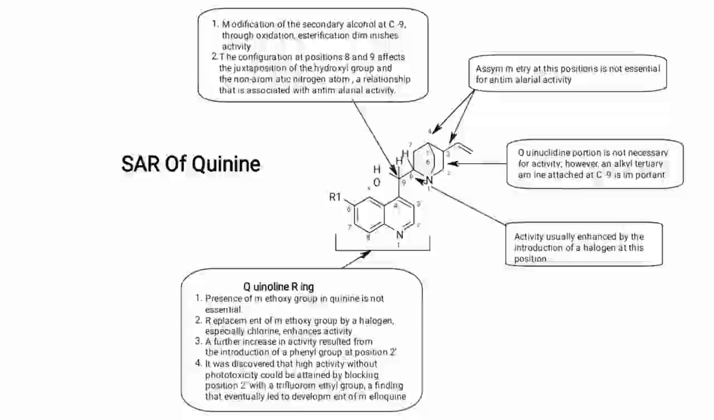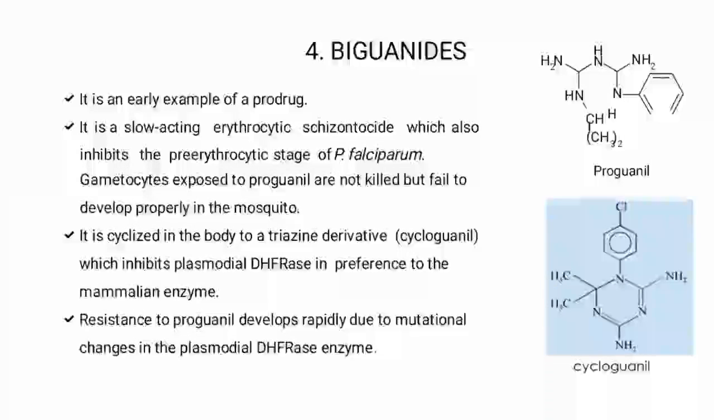Okay, so this is the basic idea of the SAR of quinine. The next category of antimalarial drugs is biguanides, like proguanil and cycloguanil. These are the key drugs, the main drugs categorized under this biguanide category.